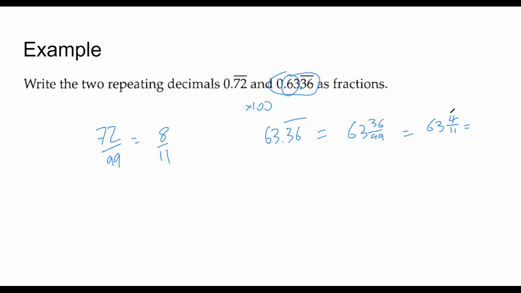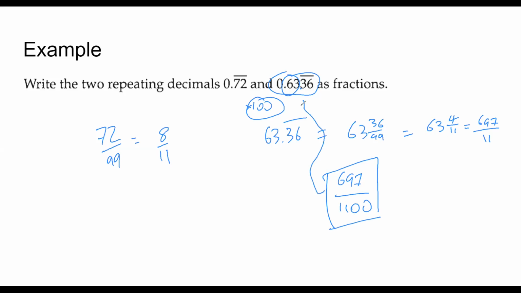Then we multiply this into an improper fraction. So let's do 11 times 63 plus 4, which gives us 697/11. And of course, we multiplied by 100, so we're going to have to divide by 100. So our answer here, this juicy fraction, is going to come out to this. Yeah, so that's pretty cool.